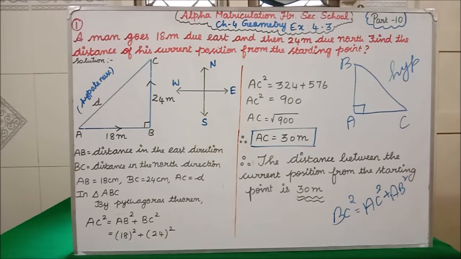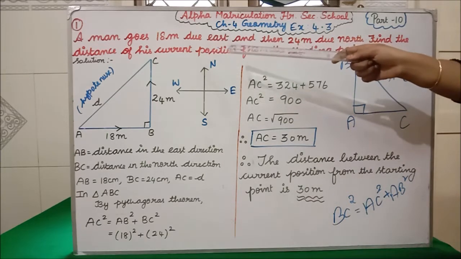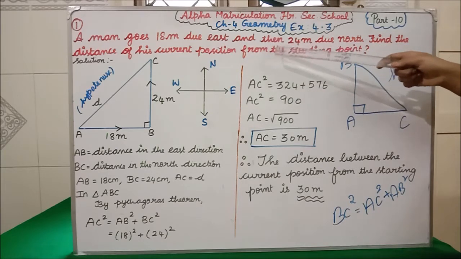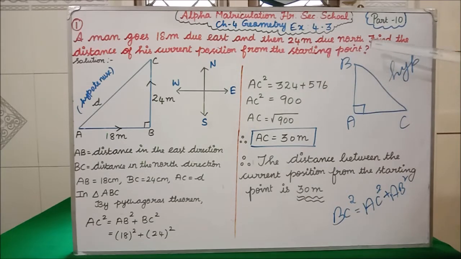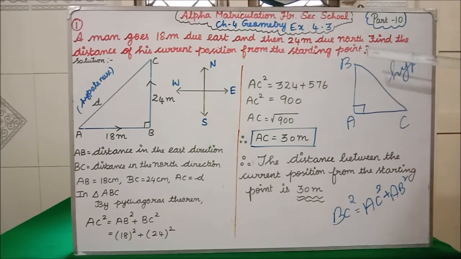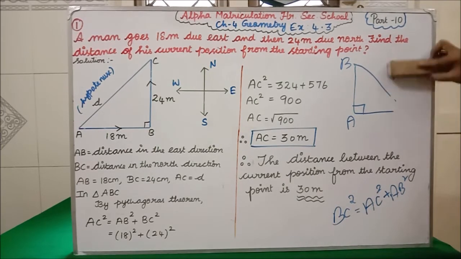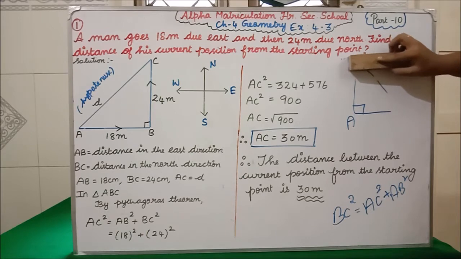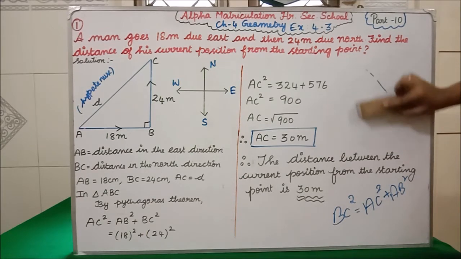Now we'll see the first question in 4.3 exercise. A man goes 18 meter due east and then 24 meter due north. Find the distance of his current position from the starting point. Students, can you able to understand this question? I hope this is easy only this question. Can you able to understand this?